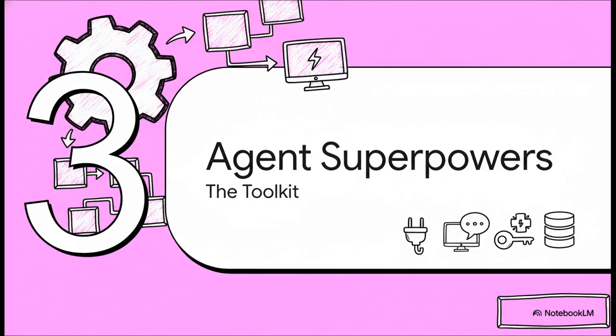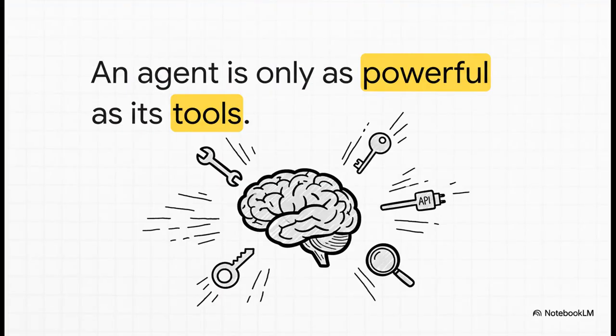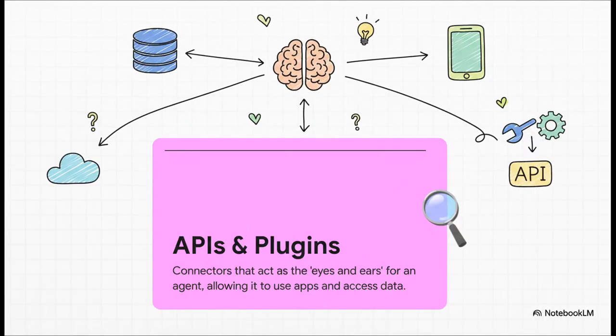Okay, so we have the brain. But a brain can't do much without a way to interact with the world, right? So now, we need to give our agent some superpowers by putting together its toolkit. It's a really simple concept, but it's so important. An agent is only as powerful as its tools. The intelligence inside is crucial, yeah, but its ability to actually interact with the digital world is what makes it truly useful.